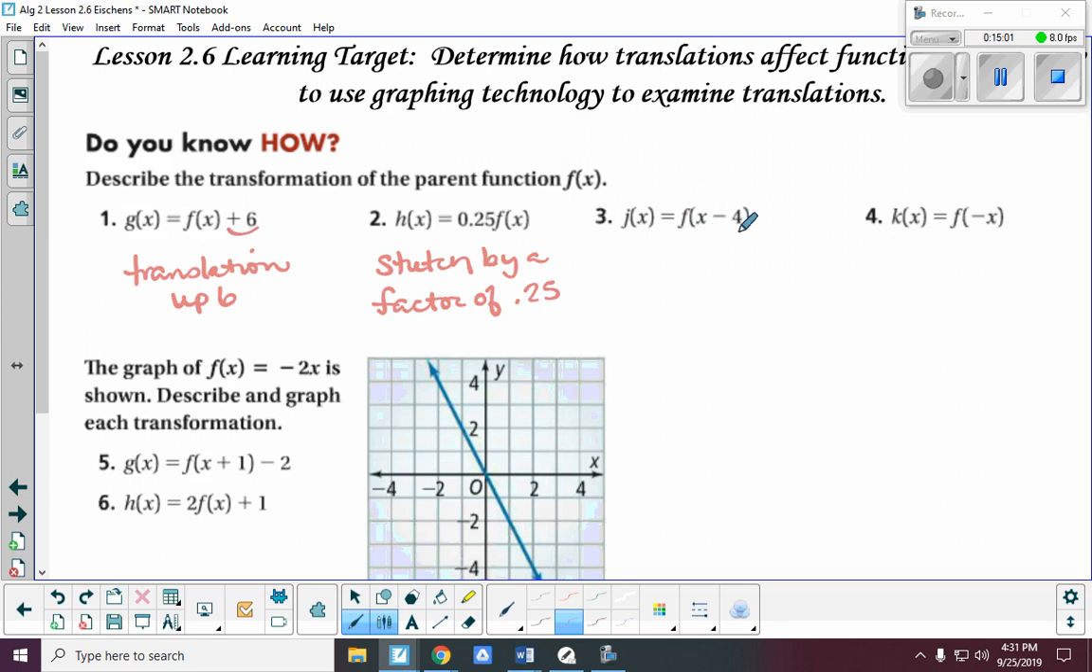This next problem is going to be a translation, but notice the -4 is in the parentheses. So that is going to be a right-left translation, and because it's a -4, you're going to the right 4. You do the opposite of what you think it would be. So this is a translation 4 units to the right.